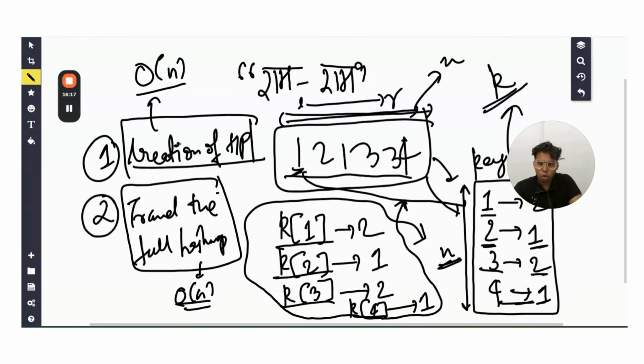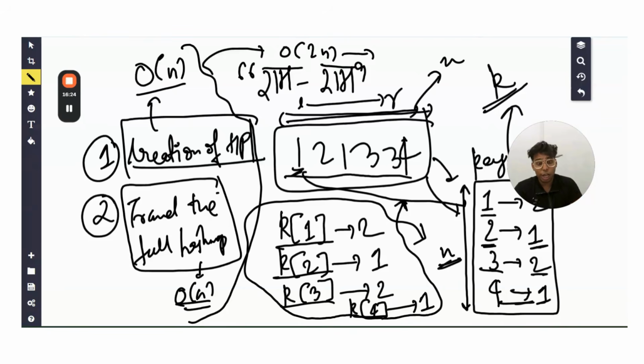So total, how many operations is it taking you? O of 2n operations. But in time complexity calculations, as taught in my older videos, constant is ignored and it becomes O of n. Clear to you people, right?